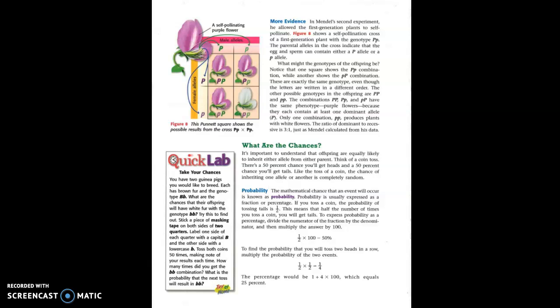To express probability as a percentage, divide the numerator of the fraction by the denominator and then multiply the answer by 100. 1/2 times 100 equals 50%. To find the probability that you will toss 2 heads in a row, multiply the probability of the 2 events. 1/2 times 1/2 equals 1/4. The percentage would be 1 divided by 4 times 100, which equals 25%.